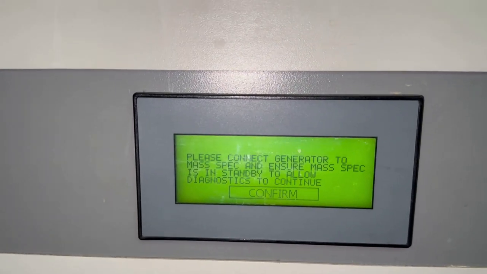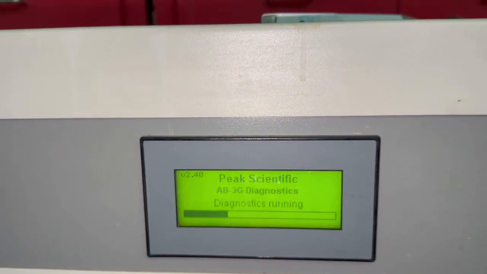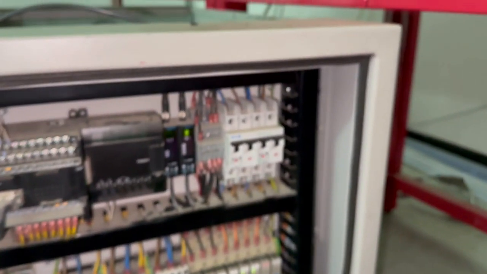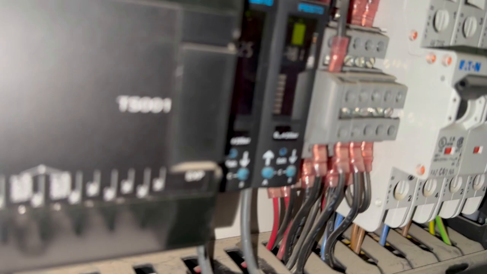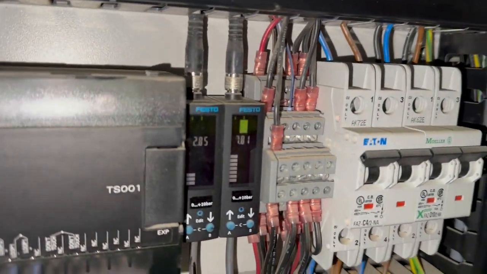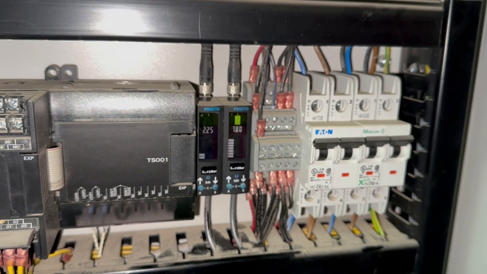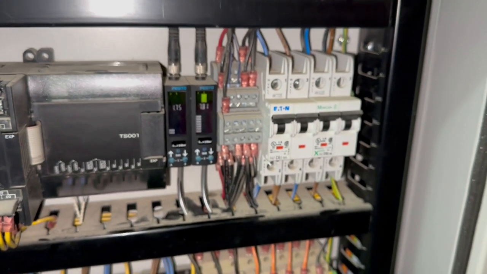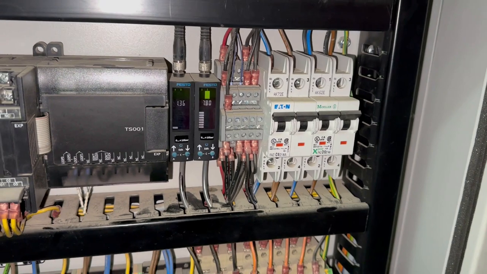It says that N2 shut off valves failure. So it means it's giving us some error. So let's first confirm and then let's see. Again in the diagnostic mode.